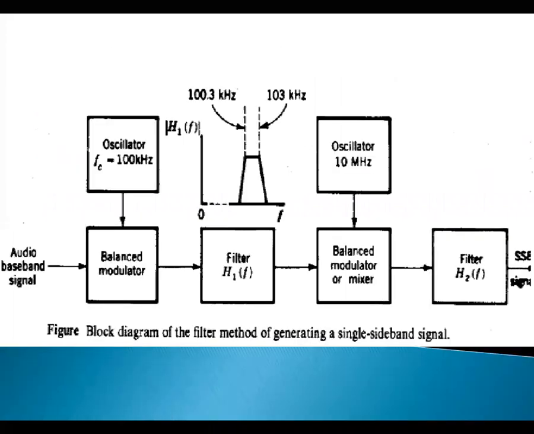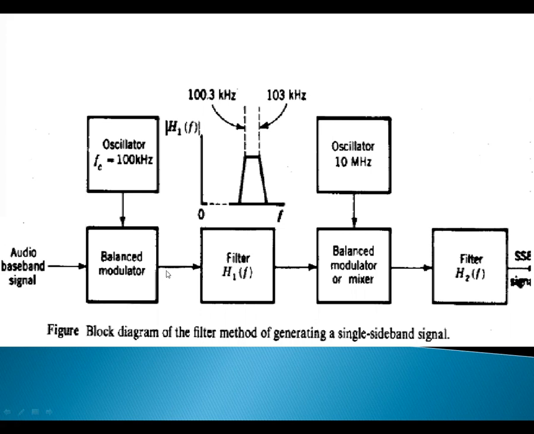So first is the filter method. You already discussed it in the previous class. If not, please follow this block diagram. In this block diagram, there is a balanced modulator, and two inputs are given to it. One input is the audio or baseband signal, the message signal m(t), and the other is generated from the oscillator, the carrier signal. Here, for example, the carrier signal is 100 kHz. These two signals are given to the balanced modulator. The balanced modulator output is a DSBSC signal, double sideband suppressed carrier.